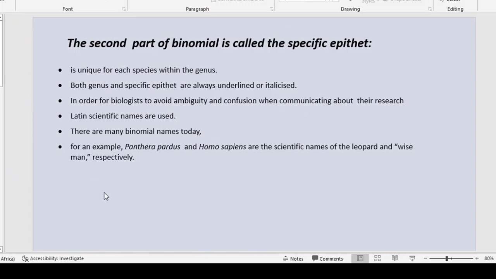or in italics. In order for biologists to avoid ambiguity and confusion when communicating about their research, Latin names, or scientific names in particular, have to be used.